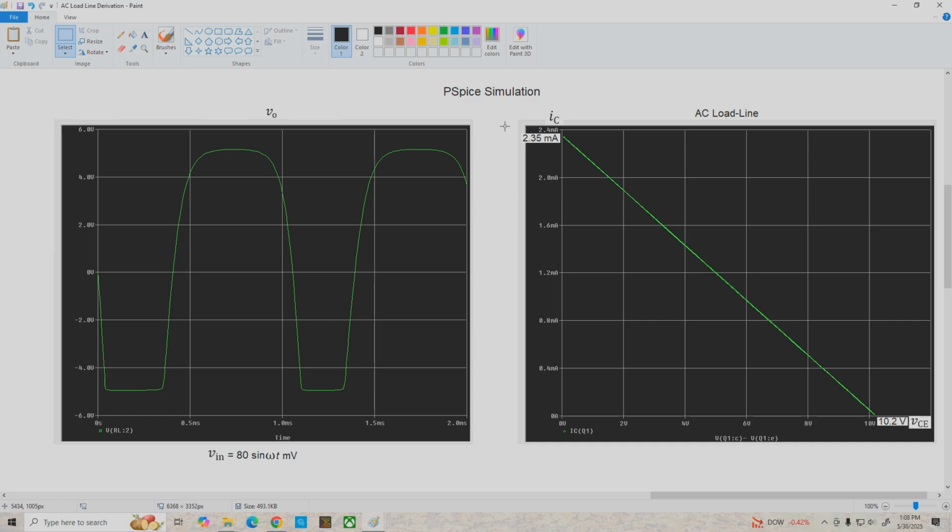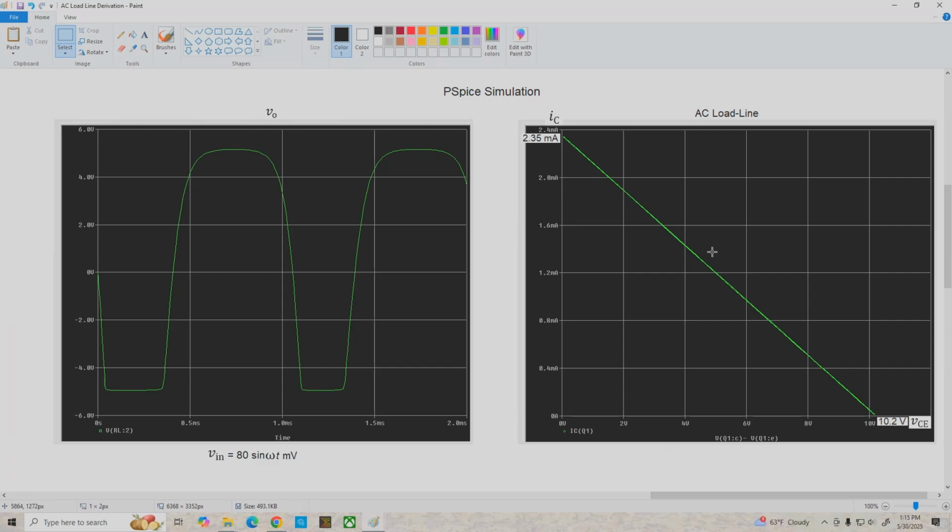Now, it doesn't matter what waveform you use to drive the amplifier. Here I used a sine wave. You could use a triangle wave or whatever's convenient, but you just have to make sure that you drive the transistor into cutoff and saturation in order to get the entire load line shown here.